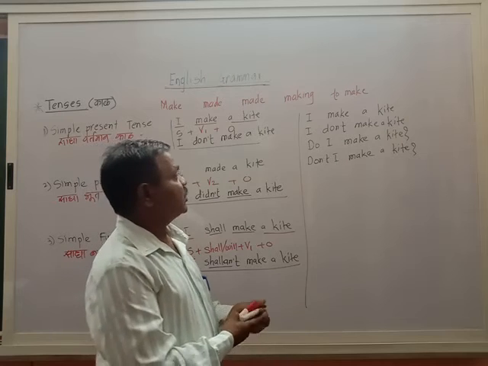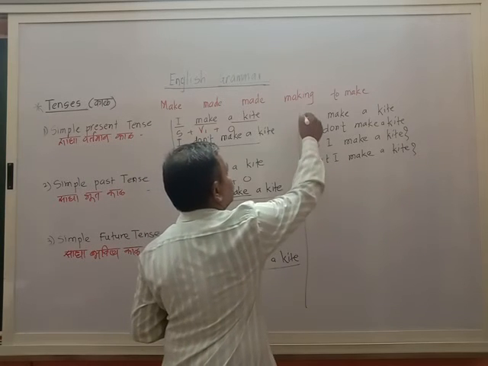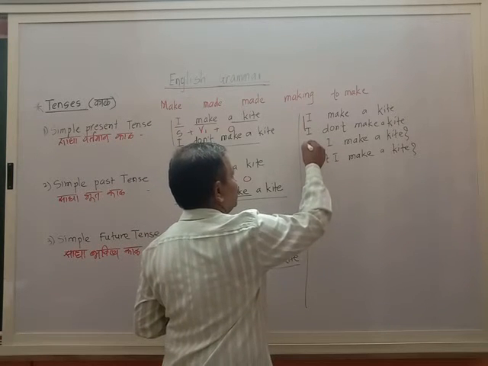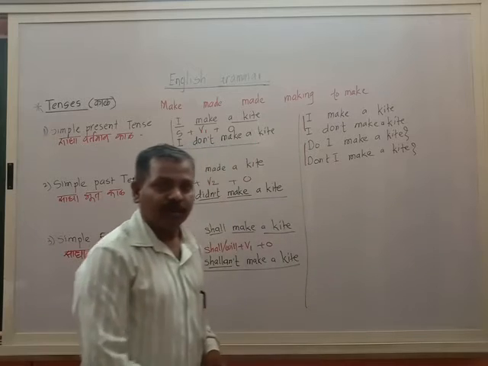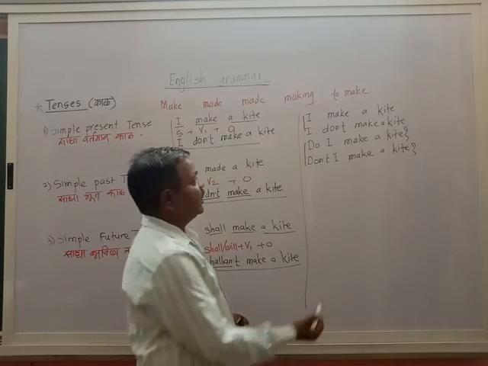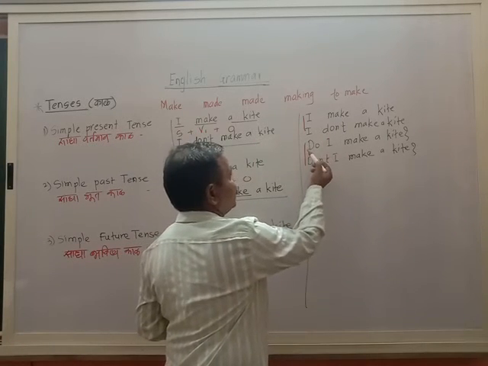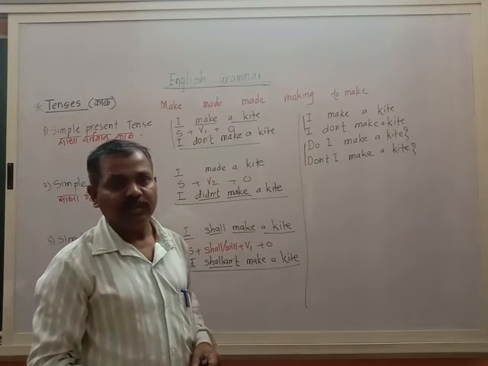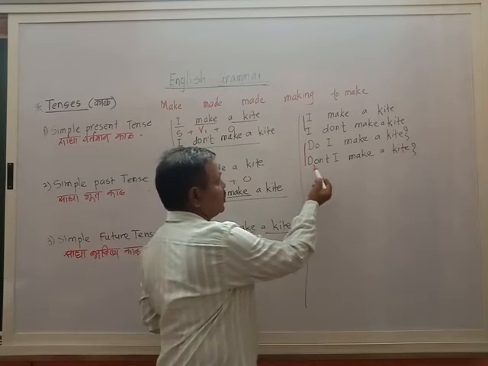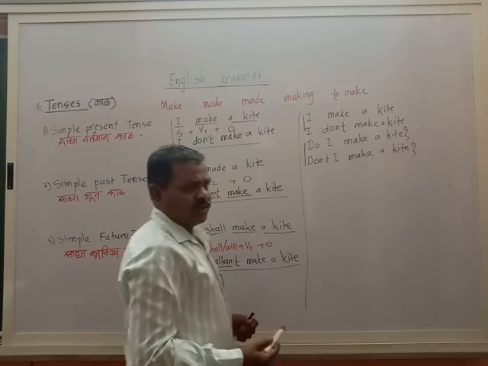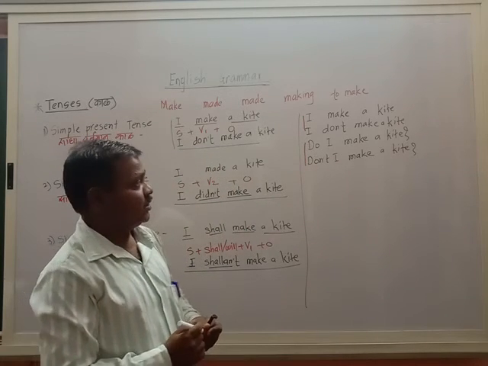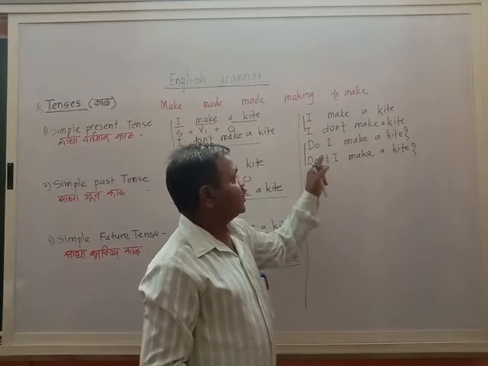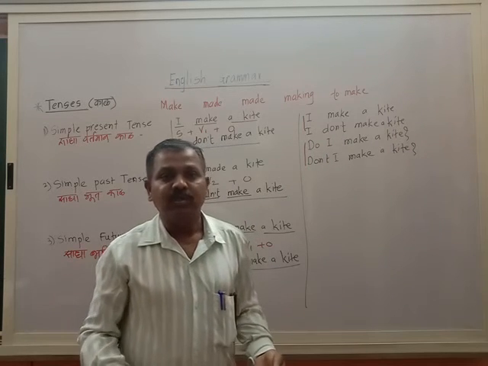That is, the structure is positive sentence, negative sentence, positive and negative verbal question. What changes are there? Just the auxiliary is taken in the beginning, and the subject is pushed forward. It is taken afterward. Auxiliary is first, subject afterward. Just one change is there, but the tone changes. I don't make a kite. Do I make a kite? Don't I make a kite?